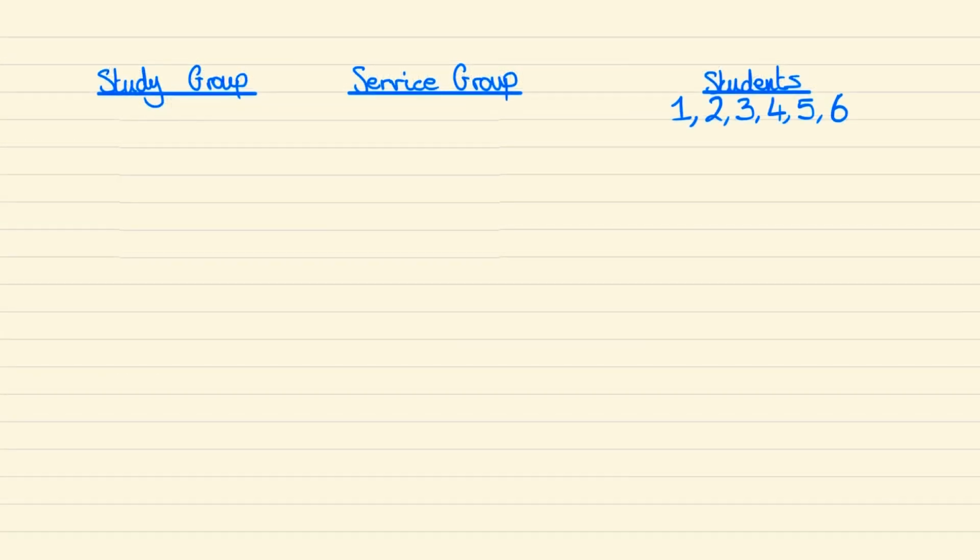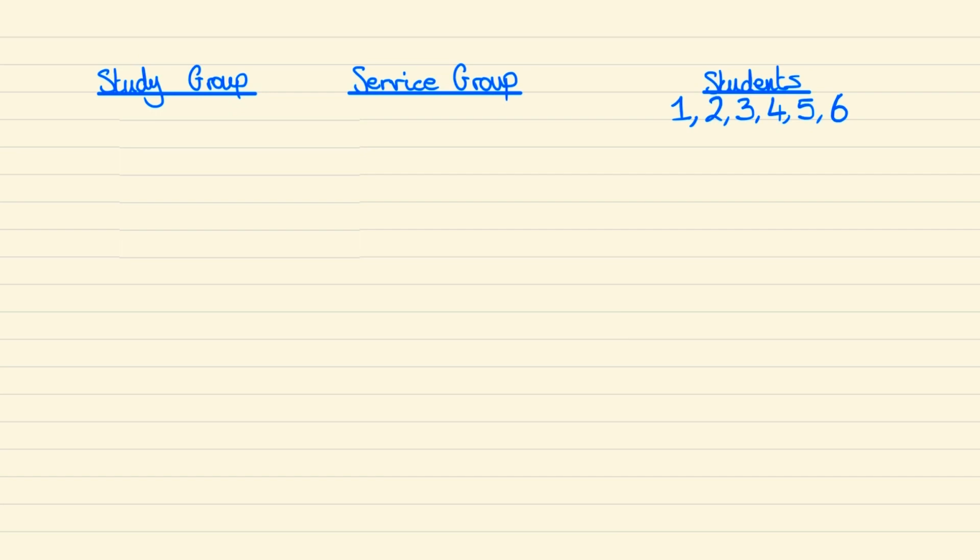To begin this problem, we'll start by labeling the students as numbers 1 to 6. And we'll note that since for any pair of students there will be the same number of study groups and service groups that they are both members of, that would mean that if there are n study groups, there would also be n service groups.